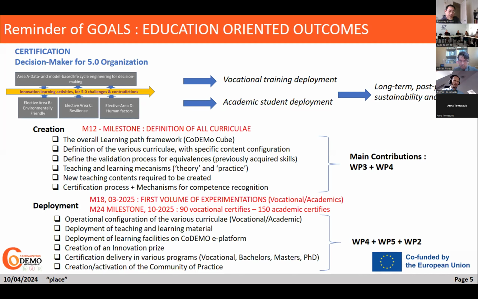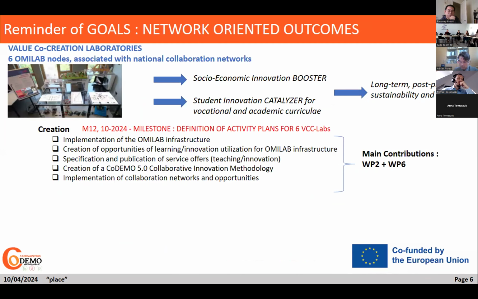And within 1 year and a half, no, so at month 24 for the project, we have milestones with 90 vocational certificates and 150 for academic students. And the deployment, the certification delivery is part of work package 4 and 5, but work package 2 is contributing with the CoDEMO e-platform, which is a support to deliver all that. So this is for educational objectives.